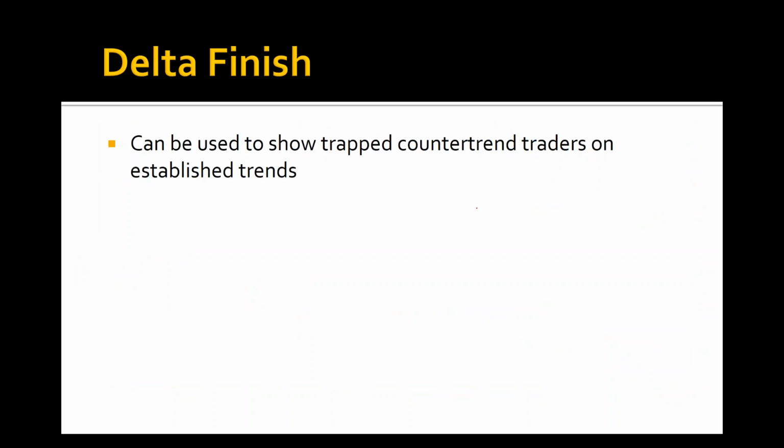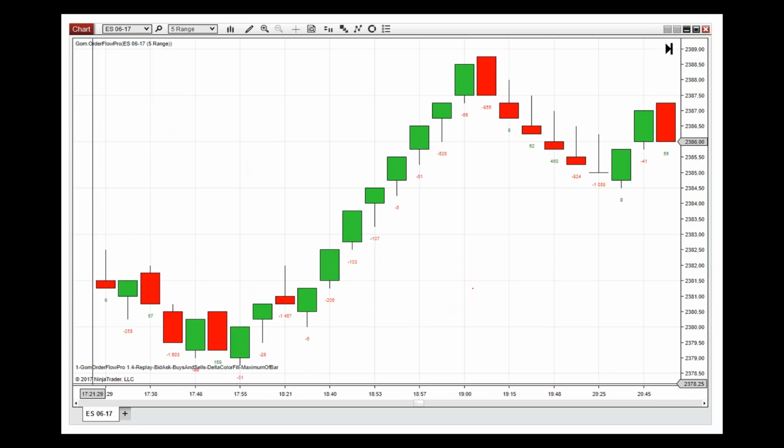Delta finish can be used to show trapped counter-trend traders on established trends. Here you see an example of a 5-range ES, and I only plotted the finish. When price goes up, we have all these negative numbers, and it goes up. Then we see positive numbers and it goes down. Then we see negative numbers again and it goes up again. It seems counterintuitive to see all these negative deltas and prices moving up.